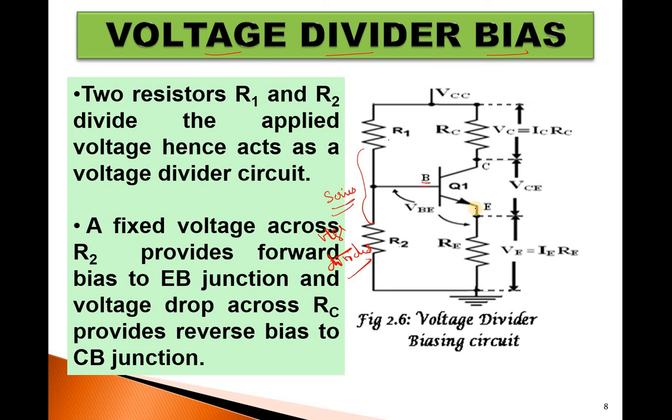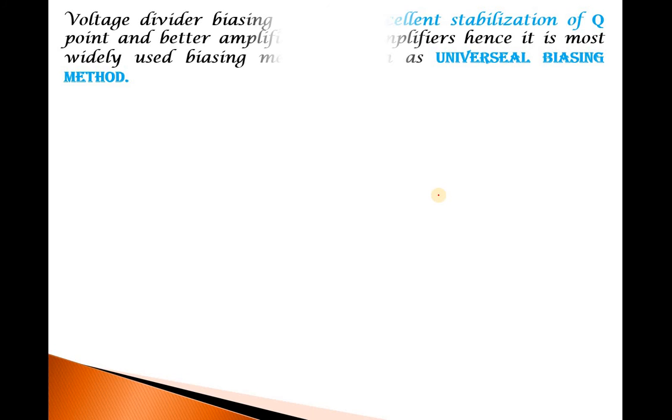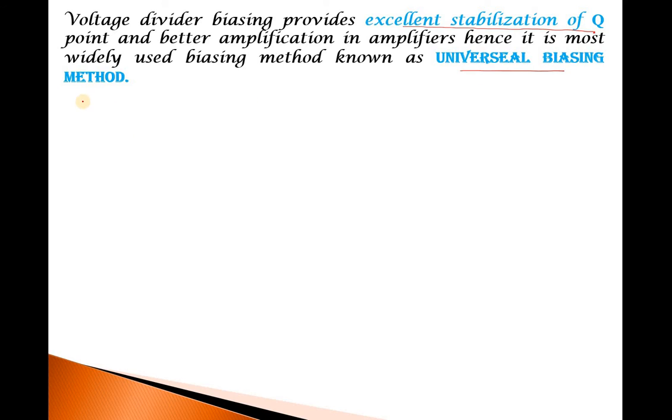One more thing we should remember: emitter base is forward biased, collector base is always reverse biased. Before we go for derivation, voltage divider biasing provides excellent stabilization of Q point. And hence it is called a universal method because of this excellent stabilization. It is the most preferred biasing for amplification and hence it is most widely used. That's why it is called universal biasing.